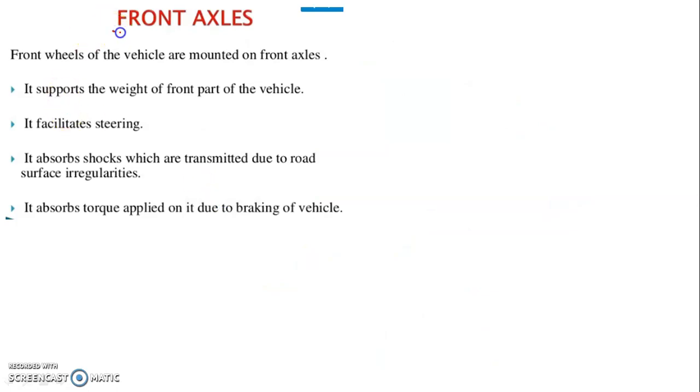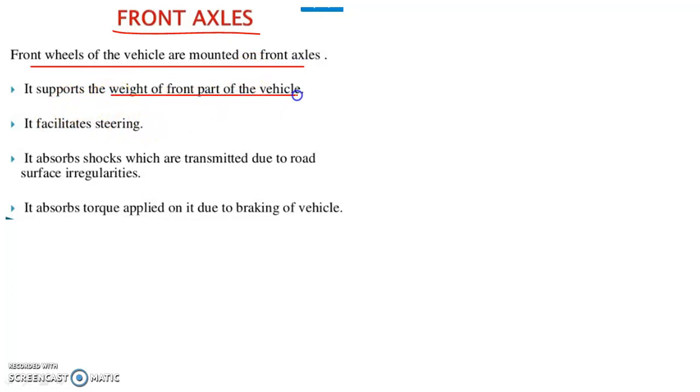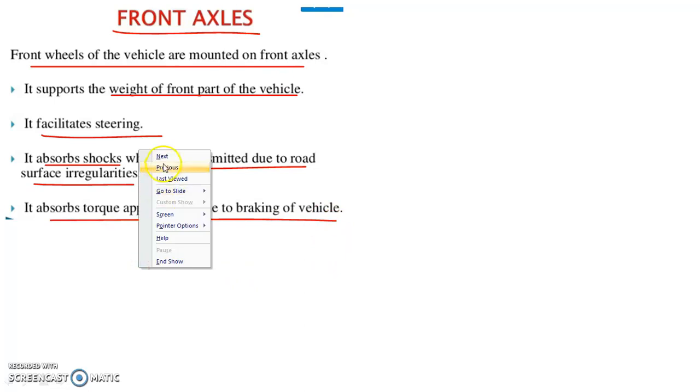Front axles. Let us see about this. Front wheels of the vehicle are mounted on front axles. The front axle supports the weight of the front part of the vehicle. Front axles facilitate steering. Front axles absorb shocks which are transmitted due to road surface irregularities. Front axles absorb torque applied on them due to braking of the vehicle. So this is the information regarding the front axle.